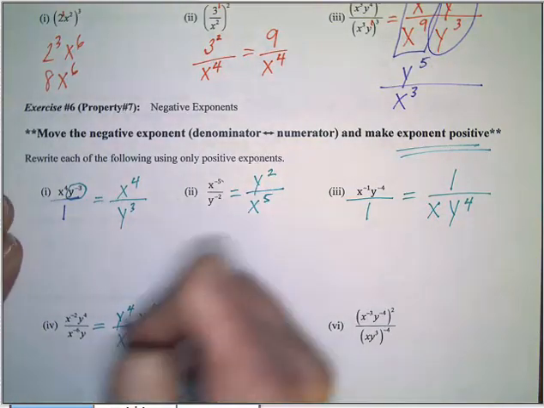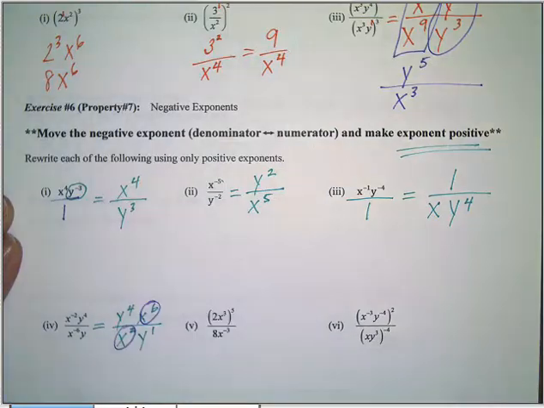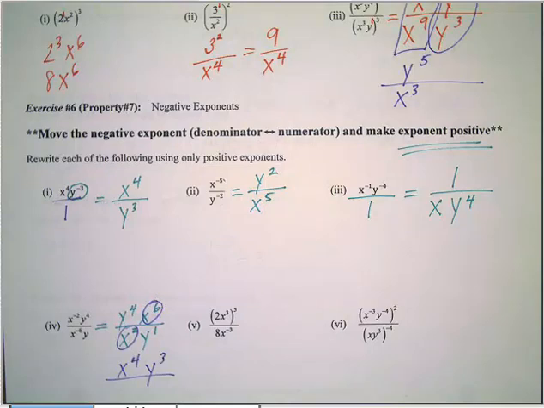So I'm going to do my x's first. 6 on top, 2 on the bottom, leave 4 on top. 4 y's on top, 1 y on the bottom, subtract. So I have 3 y's on top. I have no denominator, so I don't have to write 1, or I could write a 1.